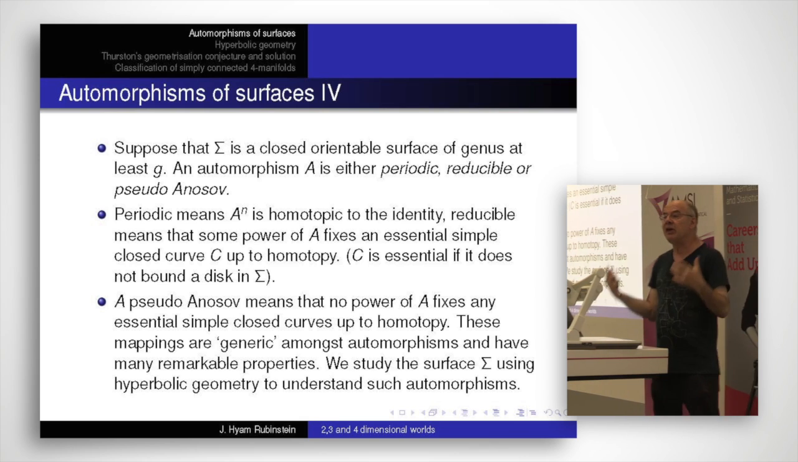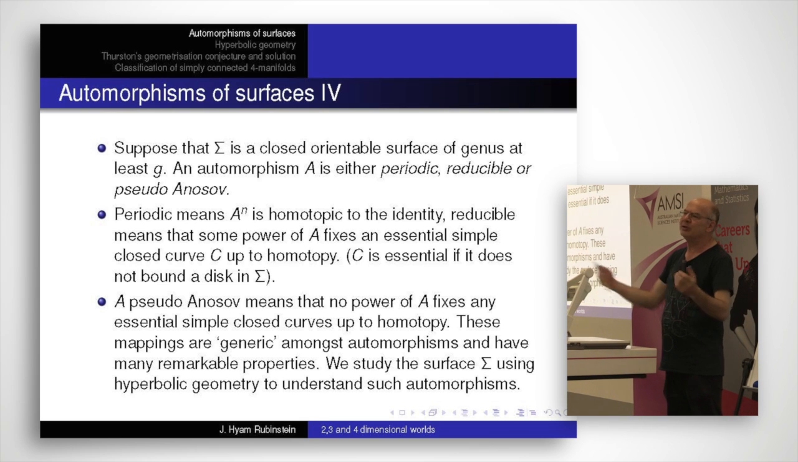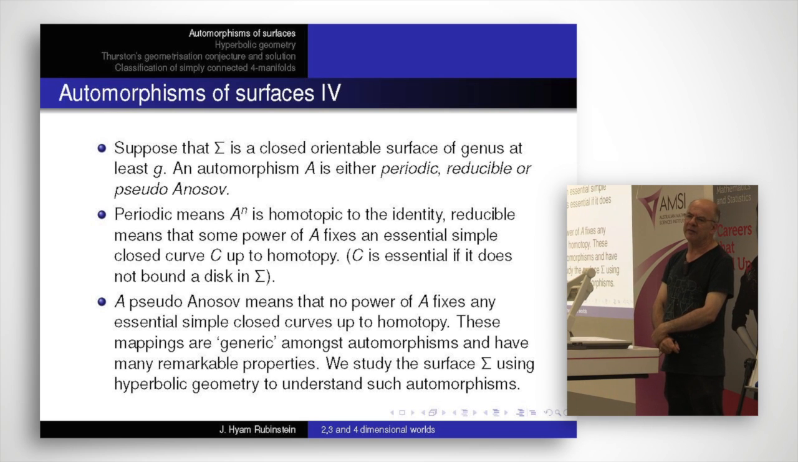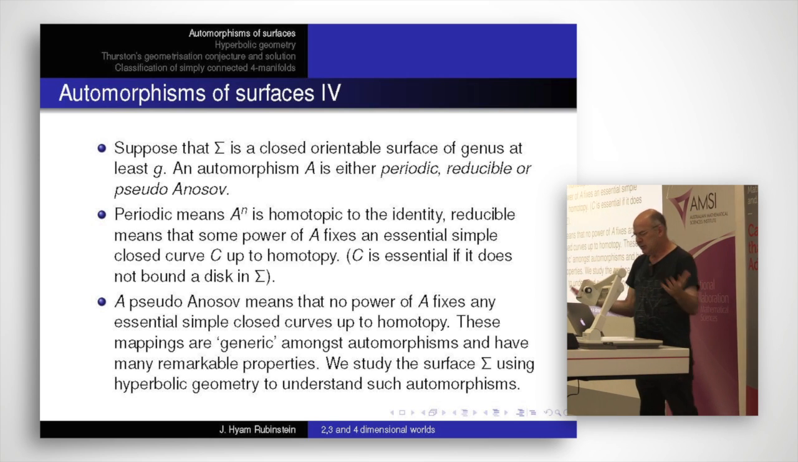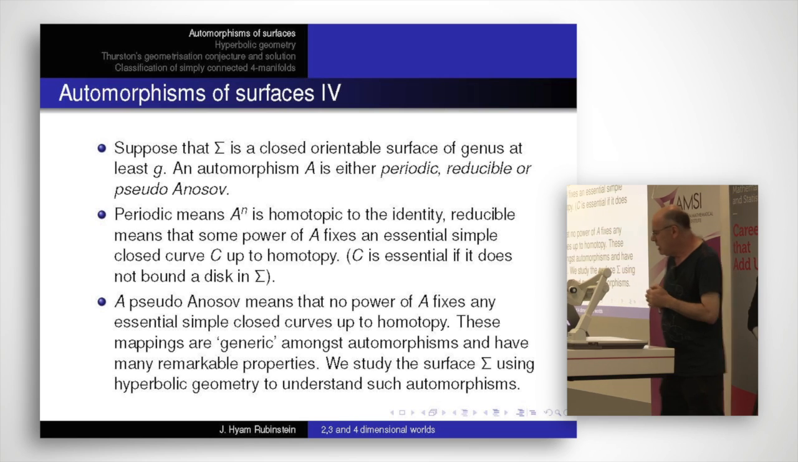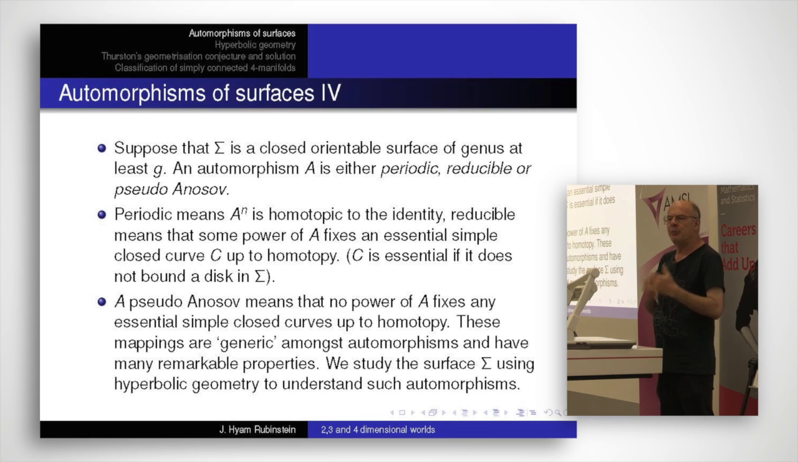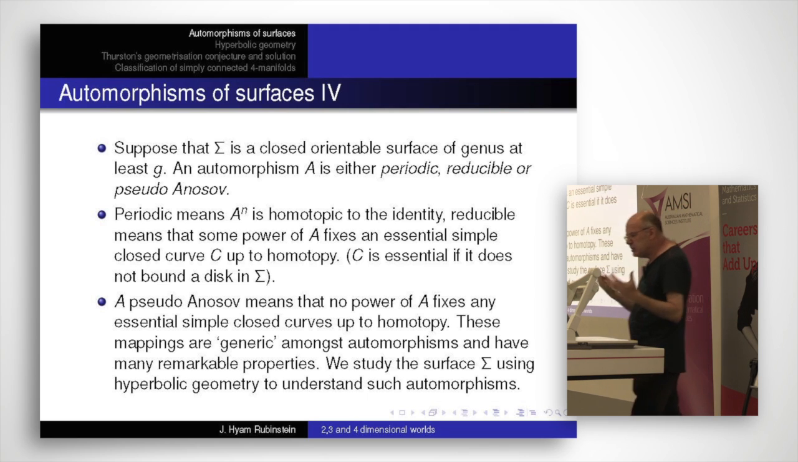So the amazing thing is that nearly all automorphisms are pseudo-Anosov. So periodic is a fairly small family, reducible is larger, but these pseudo-Anosov ones, Thurston gave beautiful algorithms to construct them. So there are books on this topic. So this is a really interesting thing.